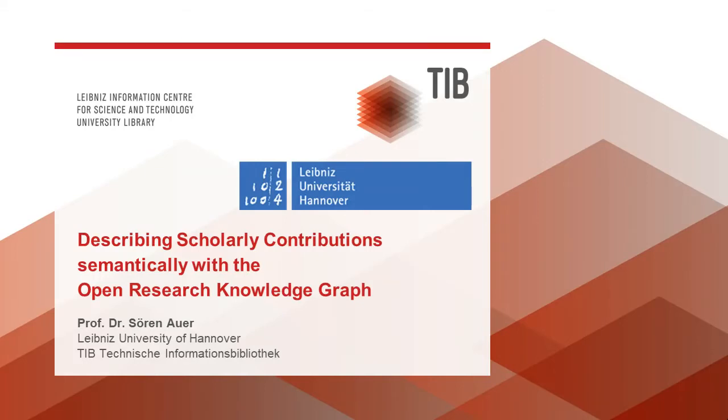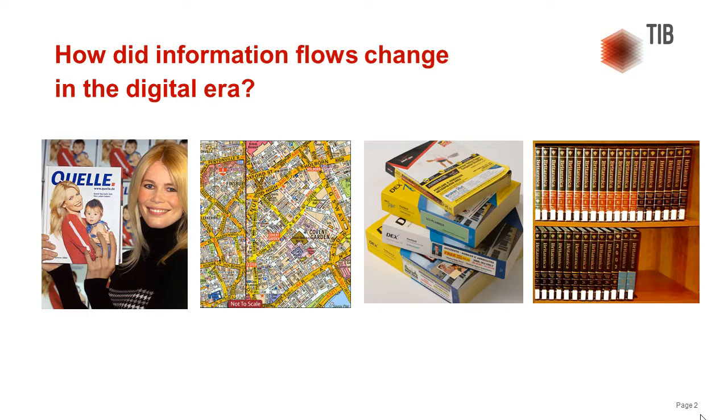Hello, my name is Sören Auer. I'm professor for data science and digital libraries at Leibniz University of Hanover and director of TIB, Leibniz Information Center for Science and Technology. Today I will talk about describing scholarly contributions semantically with the Open Research Knowledge Graph.